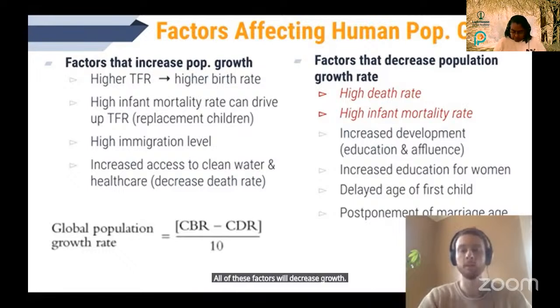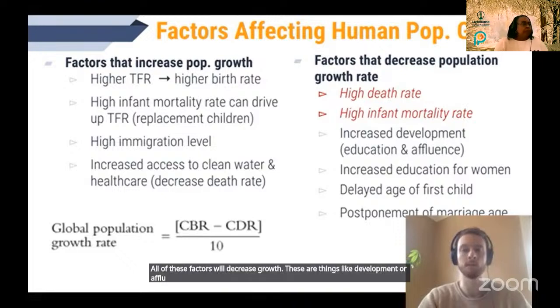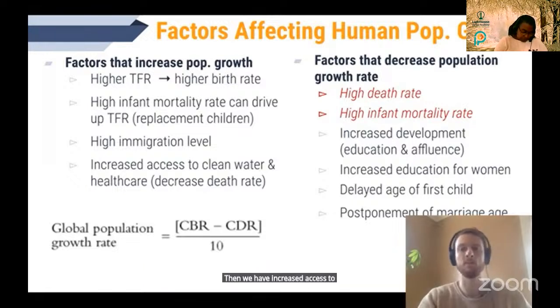These are things like development or affluence. So the wealthier a nation gets, the more their birth rate decreases and the lower their growth rate grows. Then we have increased access to educational opportunities for women, delayed age of first child, and postponement of marriage. All of these are factors that will decrease population growth.